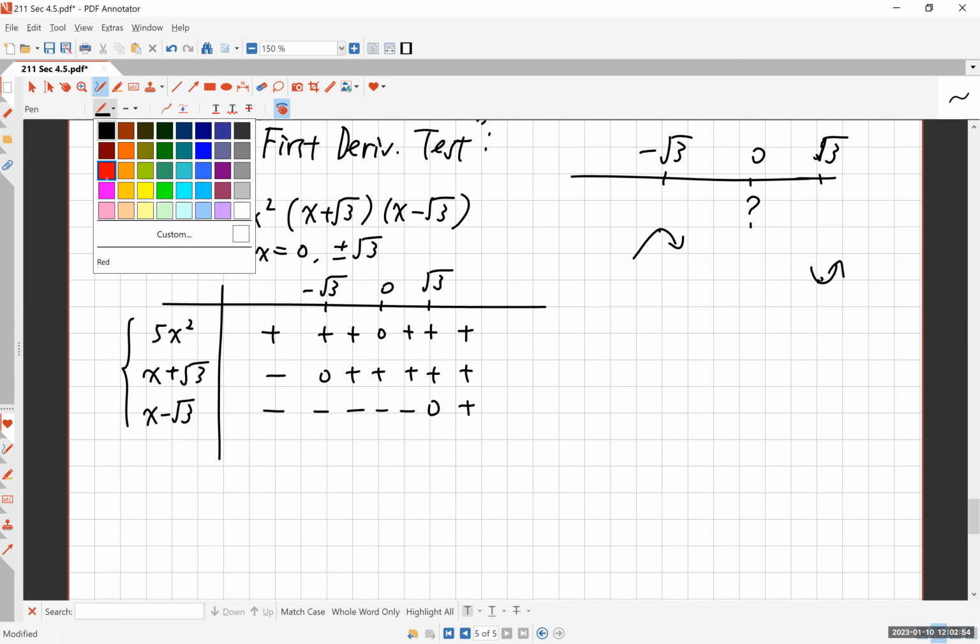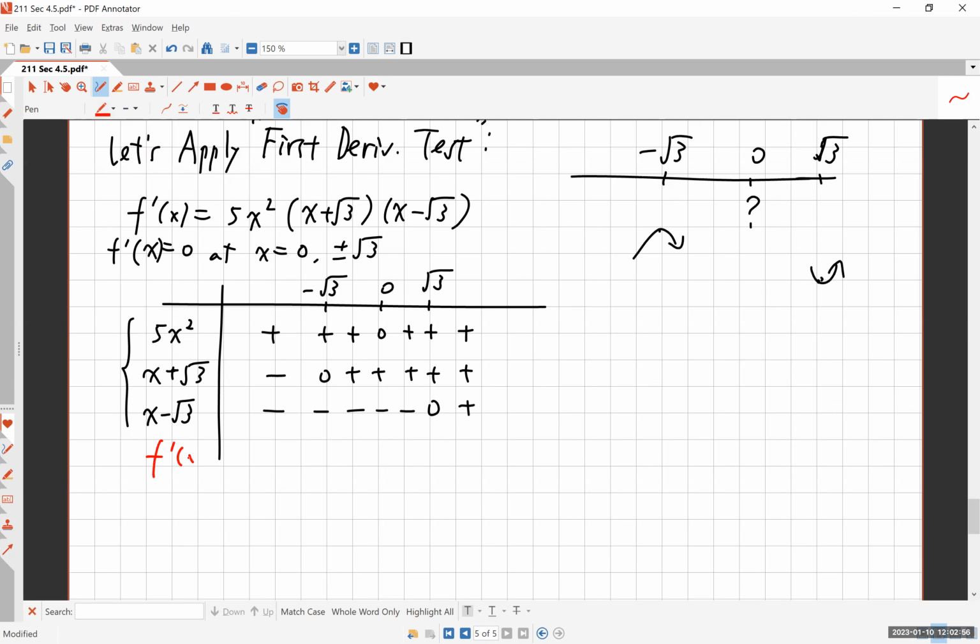The derivative of the function f is the product of all of these 3. So now positive, negative, negative, that's positive. Wait, is that right? Of course it's right. 2 negatives multiplied together is going to give you a positive number, right?